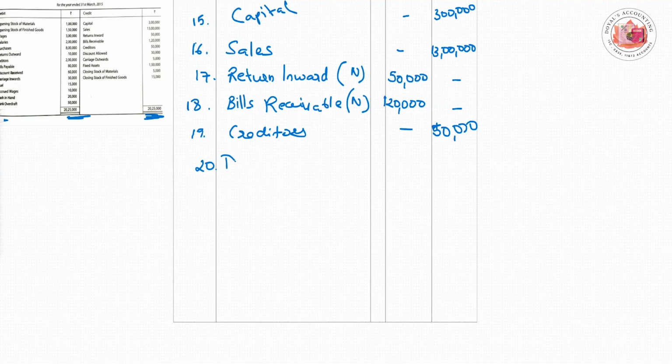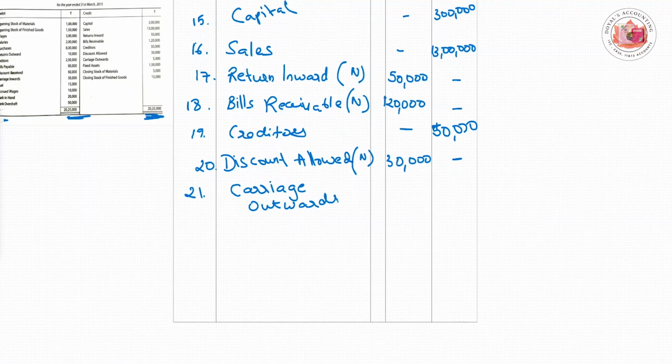Then next one is discount allowed. Discount allowed in nature is a loss to the business, right? So it will have a debit balance, not a credit balance. So note. Next one, carriage outwards. Whether it is inwards or outwards, it is an expense, and expenses have debit balance. So it will be recorded on the debit side.